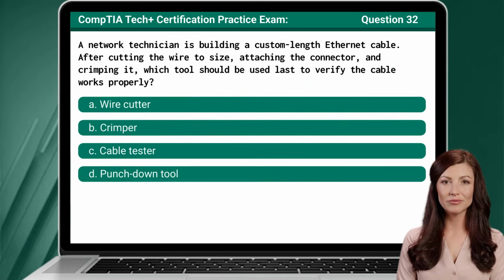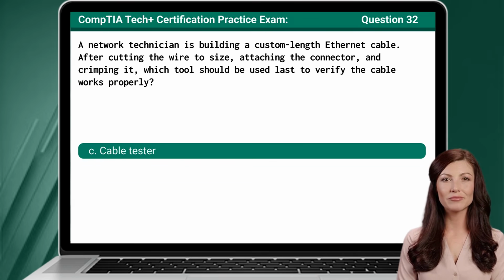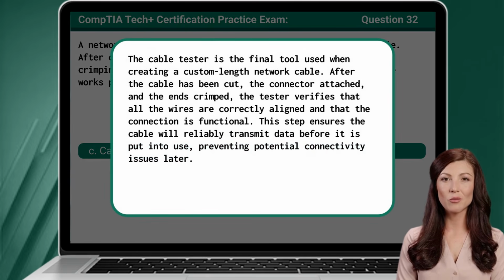Question 32. A network technician is building a custom-length Ethernet cable. After cutting the wire to size, attaching the connector, and crimping it, which tool should be used last to verify the cable works properly? The answer is C. Cable tester. The cable tester is the final tool used when creating a custom-length network cable. After the cable has been cut, the connector attached, and the ends crimped, the tester verifies that all the wires are correctly aligned and that the connection is functional. This step ensures the cable will reliably transmit data before it is put into use, preventing potential connectivity issues later.